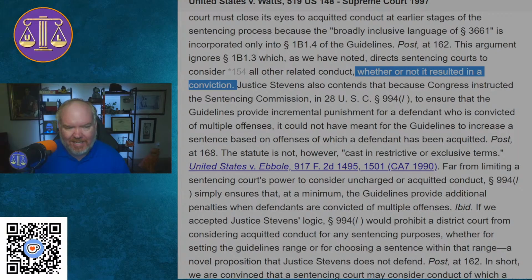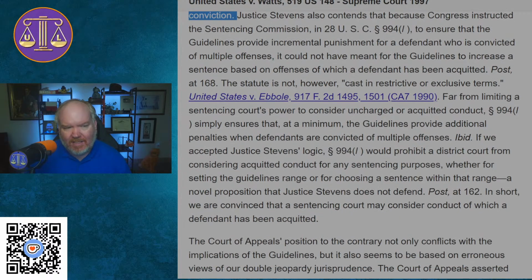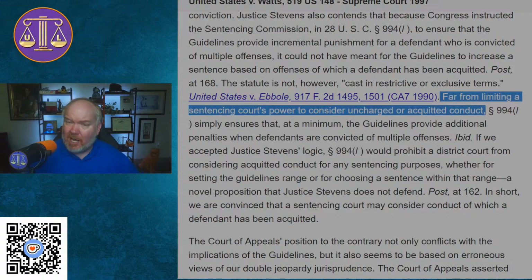Justice Stevens also contends that Congress instructed the Sentencing Commission to ensure the guidelines provide incremental punishment for a defendant who's convicted of multiple offenses. It could not have meant for the guidelines to increase the sentencing based on offenses for which the defendant has been acquitted. The statute, however, is not cast in restrictive or exclusive terms. Far from limiting a sentencing court's power to consider uncharged or acquitted conduct. Yeah, uncharged or acquitted conduct, is that limited? Nah. It simply ensures that at a minimum, the guideline provides additional penalties when defendants are convicted of multiple offenses.